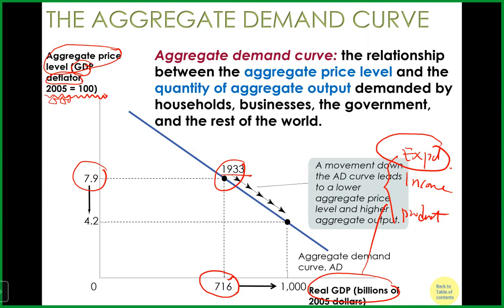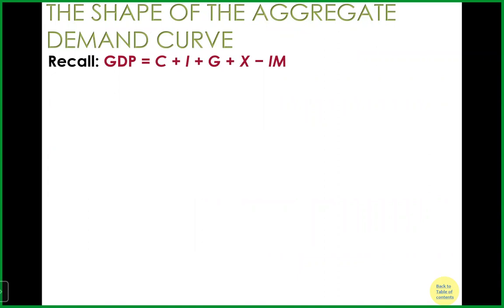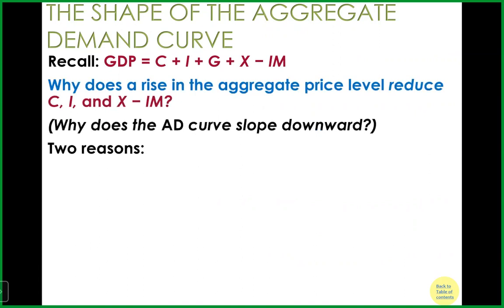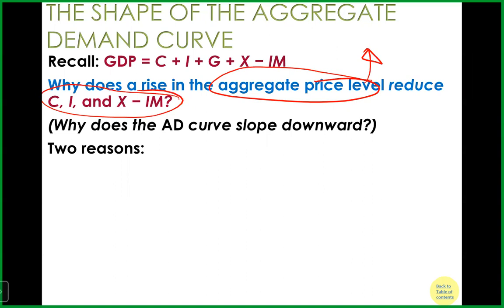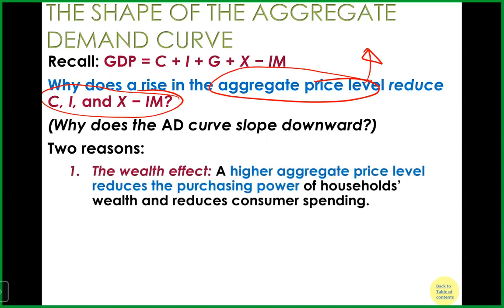To understand what determines the shape of this aggregate demand curve, we must go back to the original equation we have studied several times, right? This equation tells you we look at the GDP through the lens of expenditure. Now, why does a rise in the aggregate price level reduce those things? There are two reasons. Reason number one, the wealth effect. The higher aggregate price level reduces your purchasing power.